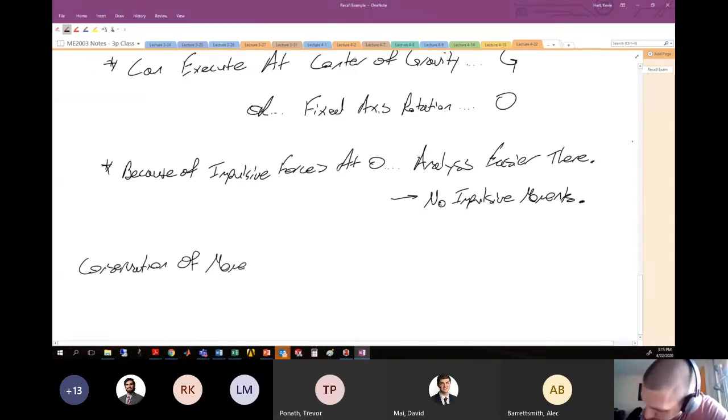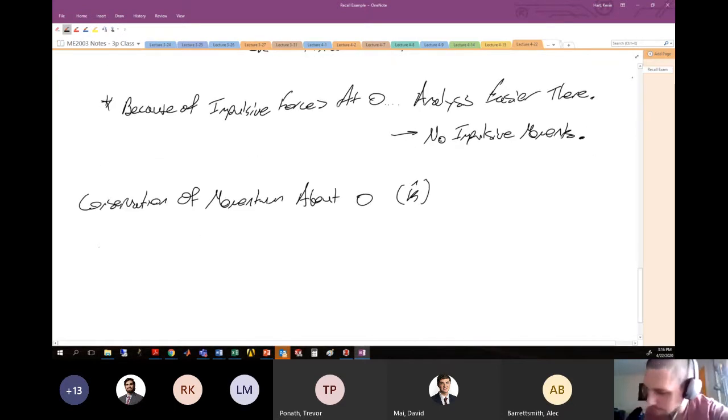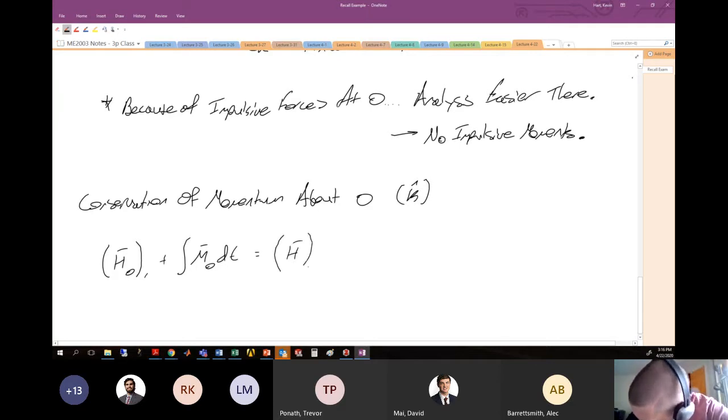So let's do conservation of momentum about O. And this is specifically going to be in k hat. So if we're in two dimensions, our angular momentum vector will be out of plane in k hat. General equation: the angular momentum about point O, state number 1, plus the impulsive moments about point O integrated over time equals the angular momentum of this object about point O, in situation number 2.